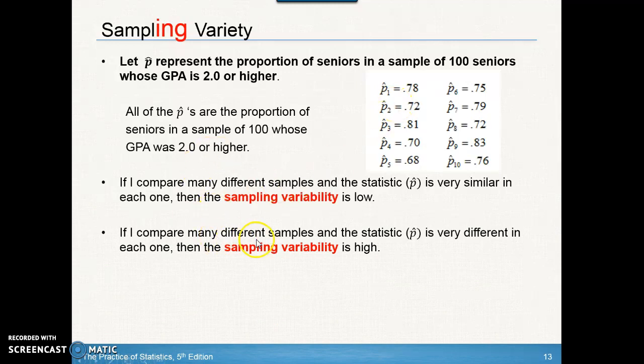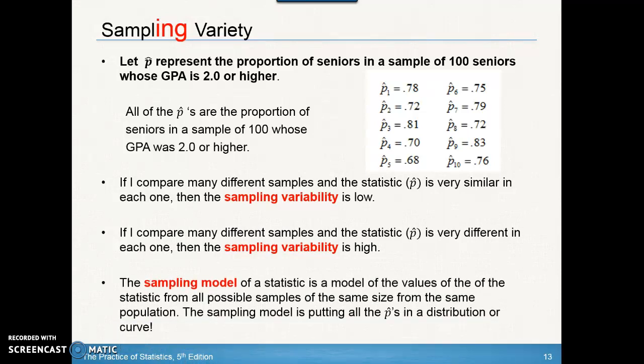Okay, so if I compare many different samples and the statistic is very different, then the sampling variability is high. So if I had like 65, 92, 73, 25, if all of these were very different, then that sampling variability would be high. So sampling variability just talks about if I'm finding the same sample proportion or sample mean with many different samples, am I going to get similar results, or am I going to get results that are sort of different?